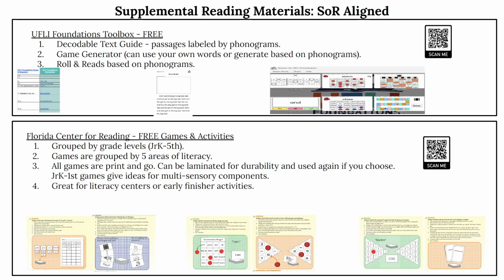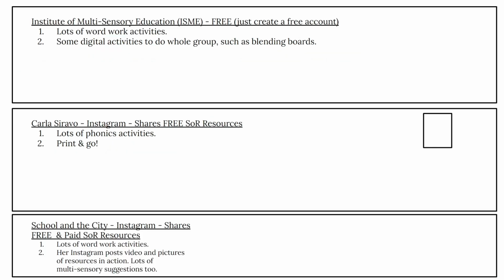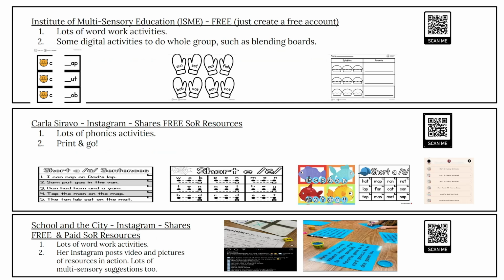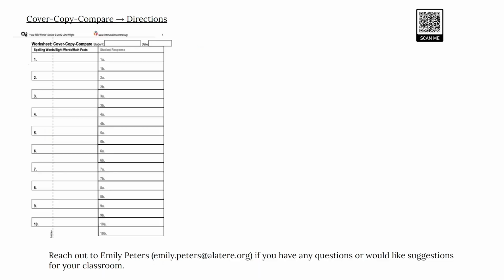And then this is just a quick run through of those supplemental reading materials that are Science of Reading aligned that you'll see on your handout. There are QR codes if you want to find the links to these and check them out. The different games are grouped by literacy, print and go, and you can laminate them. There's just a lot of different options for every different level.